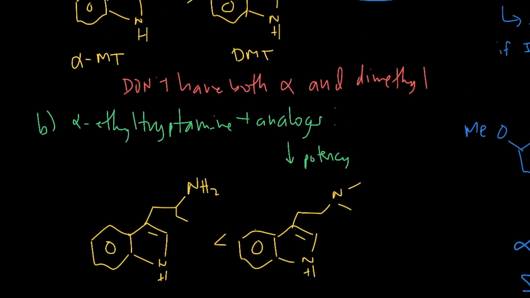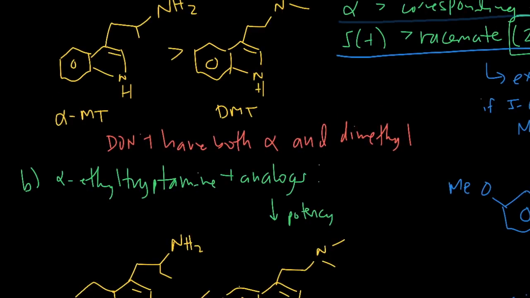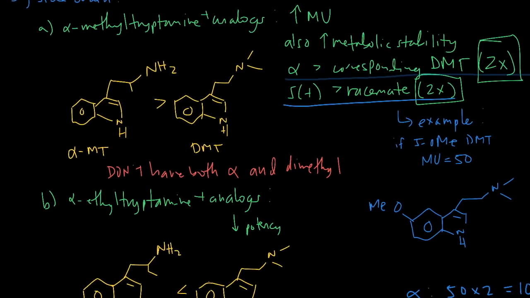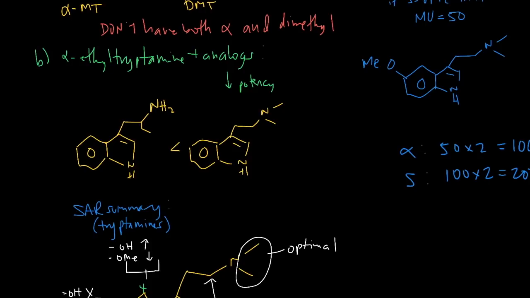Where was I? Okay. So for the alpha-methyltryptamine analogs, alpha-methyls are more potent, they are also more metabolically stable, alpha is twice as potent as the corresponding DMT, and the S plus isomer is twice as potent as the racemate. The alpha-ethyltryptamine analogs are less potent than your tryptamine. So here's your alpha ethyl, an ethyl group at the alpha position, which is less potent than your original tryptamine.